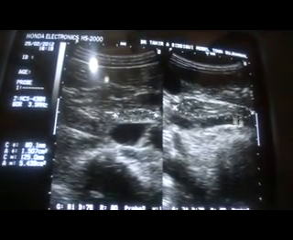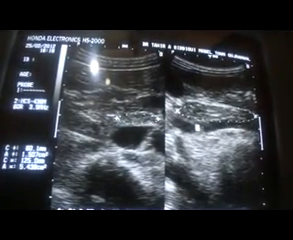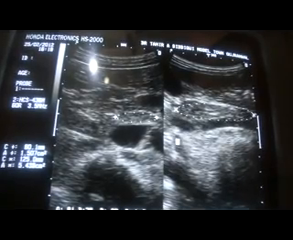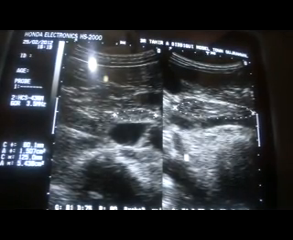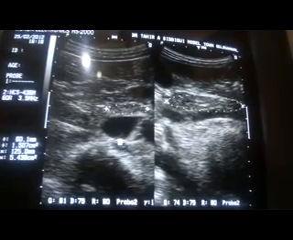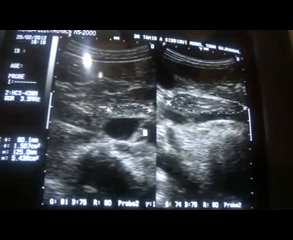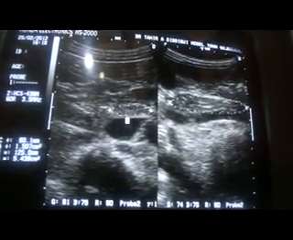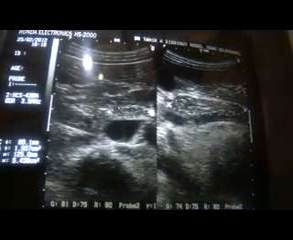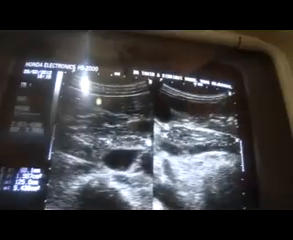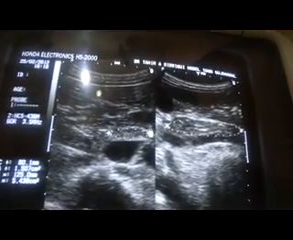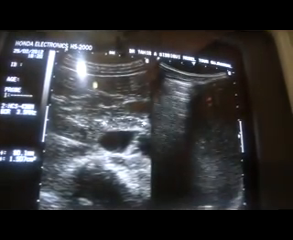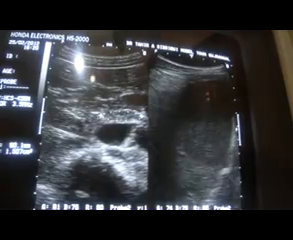This is the splenic vein. This is the superior mesenteric vein. This is the superior mesenteric artery. This is the aorta. This is the transverse section, aorta, IVC, head of the pancreas. So the pancreas is seen and the mass lies posterior to it.